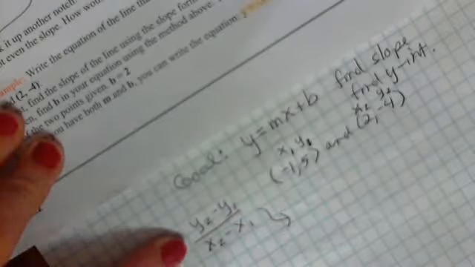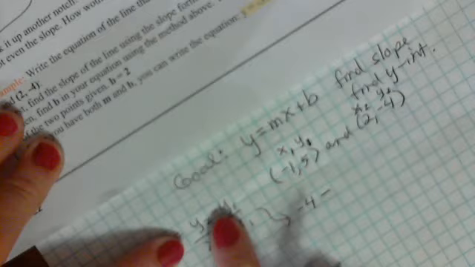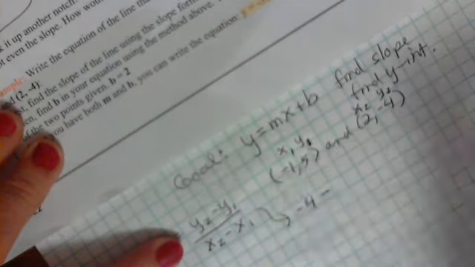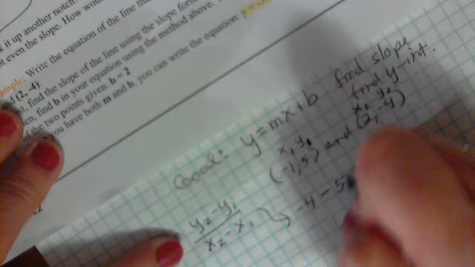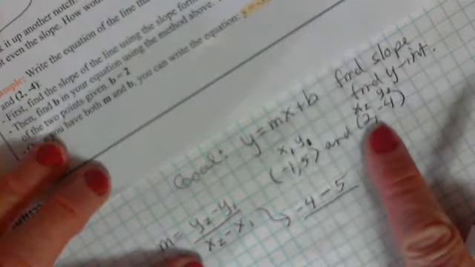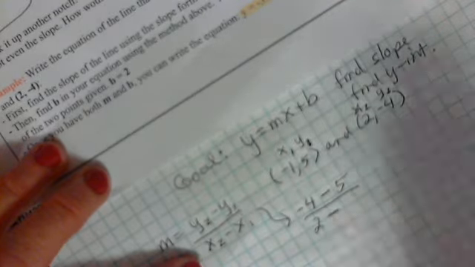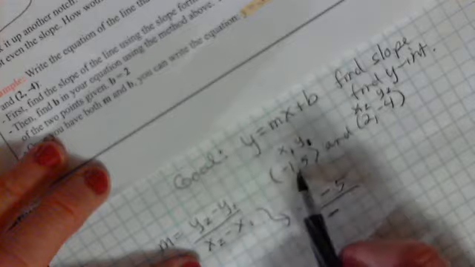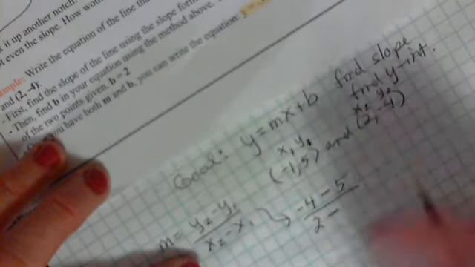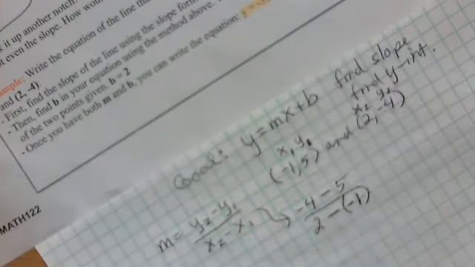Our y2, in this case, is -4. Subtract, don't forget, it's subtraction. Subtract y1, which is 5, over x2, from that pair we started with, it's a 2. Subtract, don't forget to subtract, x1. Now x1 is a -1. You haven't got a negative sign yet, you've got a subtraction sign, so don't forget to also put a negative sign on that 1.